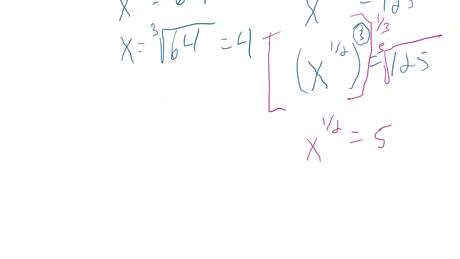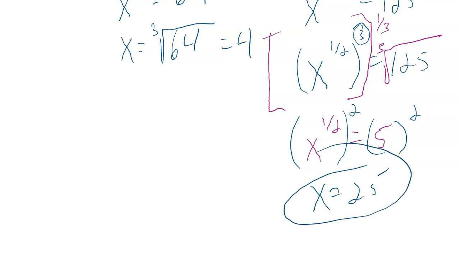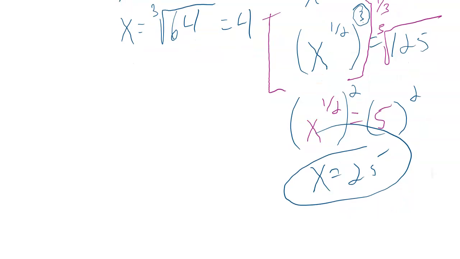And then I'm going to square both sides so that I can get rid of this 1/2 power. And so I get x is equal to 25. I don't know if that was the best way to do it, but it was a way. Try to think of a better way. Oh well, moving on. On to 5.